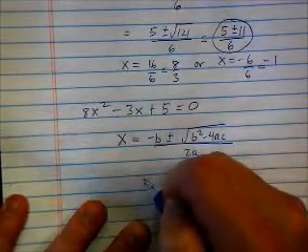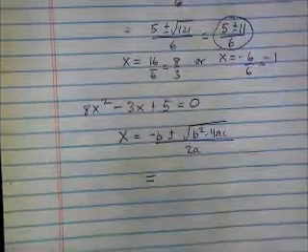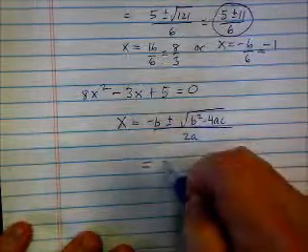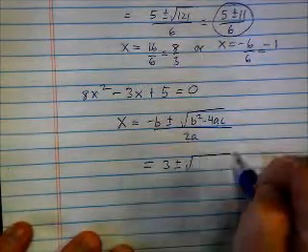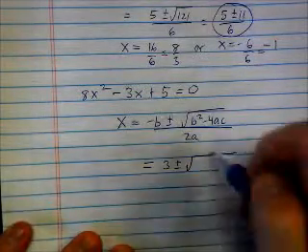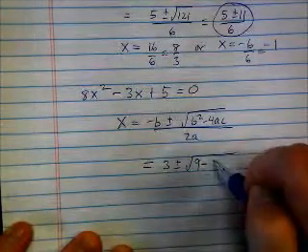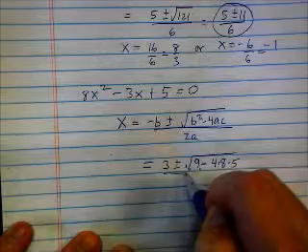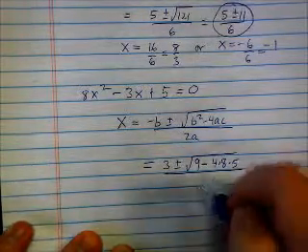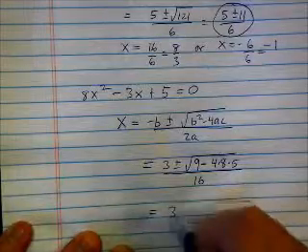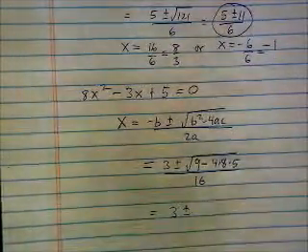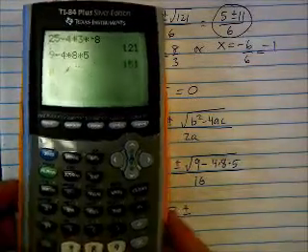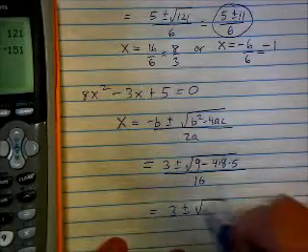How much is negative b this time? 3, because b is the number negative 3. So a negative 3 is a 3. Plus or minus the square root of b squared, which is 9, minus 4 times 8 times 5, all over 16. So that's 3 plus or minus, I grab my calculator. 9 minus 4 times 8 times 5 is negative 151. So I have the square root of negative 151 all over 16.